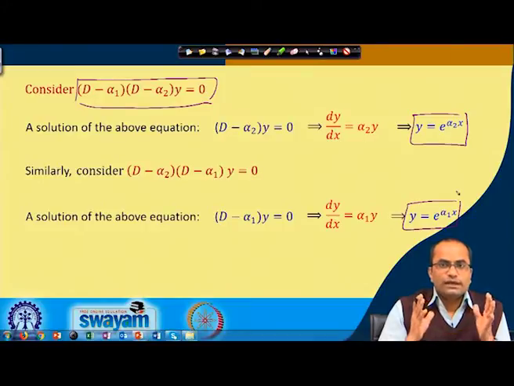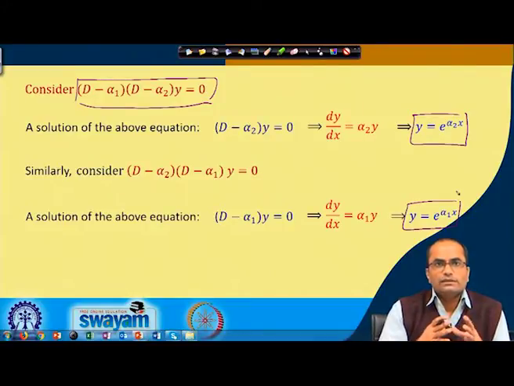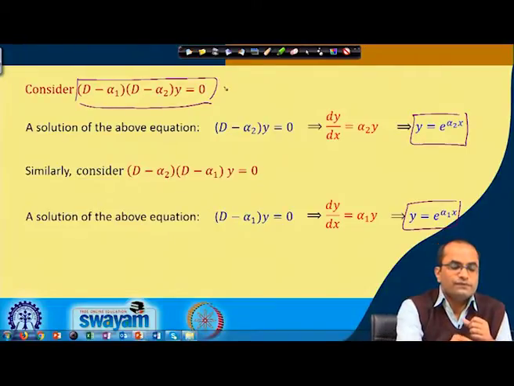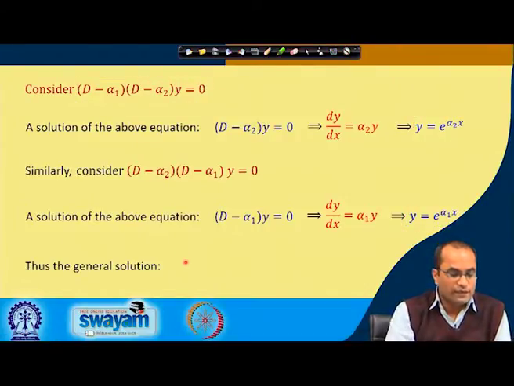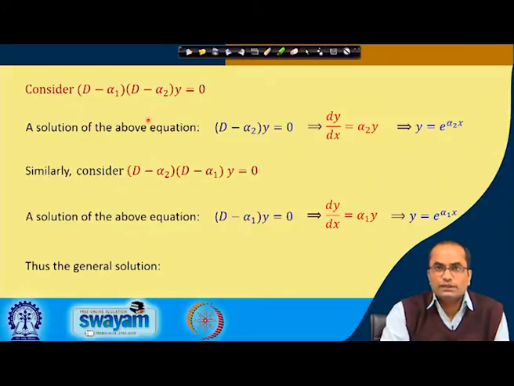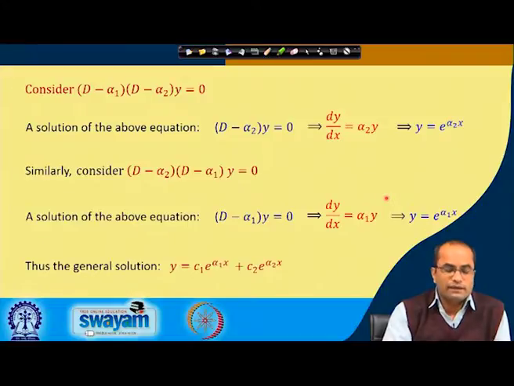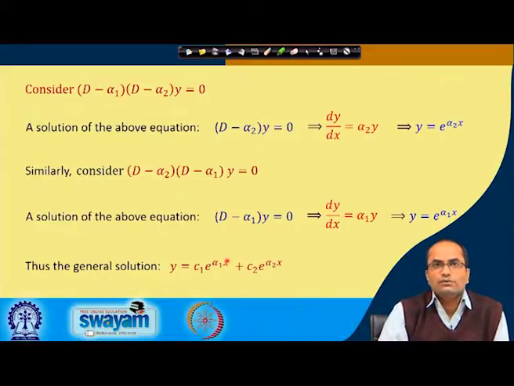What we also know, once we have two linearly independent solutions, then the linear combination c 1 e power alpha 1 x plus another constant times e power alpha 2 x will also satisfy this given differential equation. And in this case, we can write down the general solution, because our equation was a second order linear differential equation. We have two linearly independent solutions, and c 1 e power alpha 1 x plus c 2 e power alpha 2 x will be the general solution of the given second order differential equation.